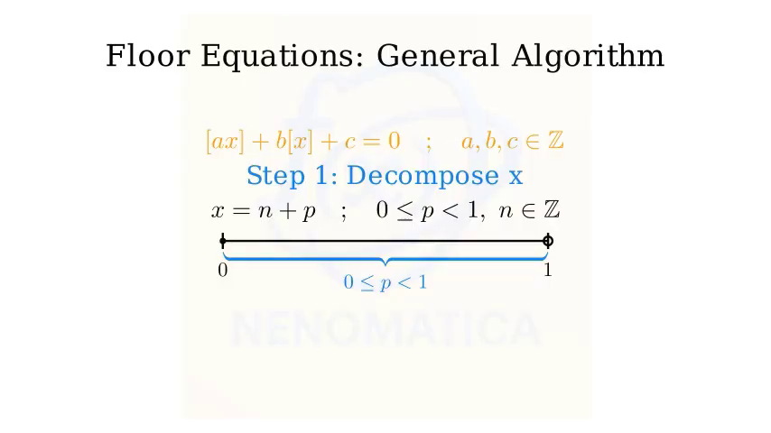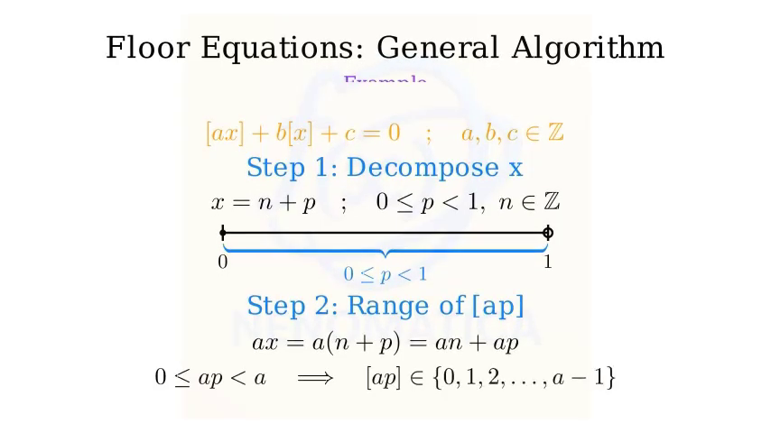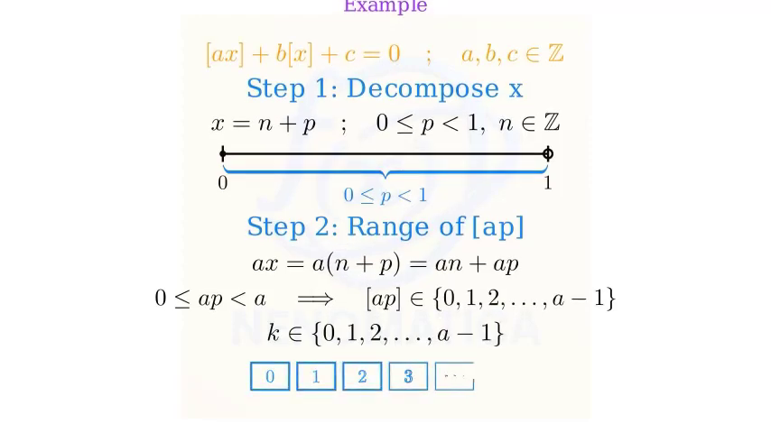Step 2. We analyze the floor of ap that appears inside [ax]. Since ax = a·n + a·p, and p lies between 0 and 1, the product ap lies between 0 and a. That means the floor of ap can be any integer from 0 up to a − 1. We'll represent those possible values as k = 0, 1, up to a − 1.